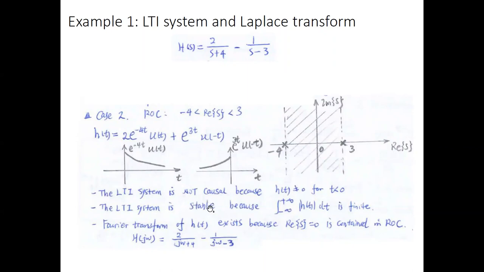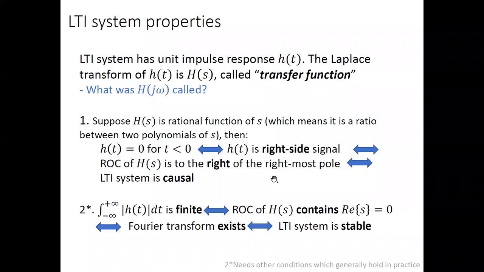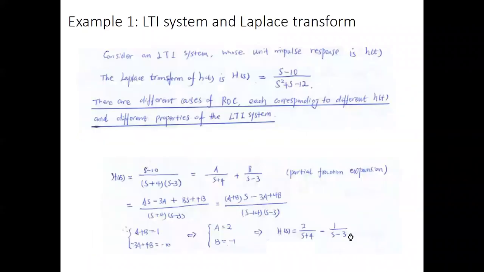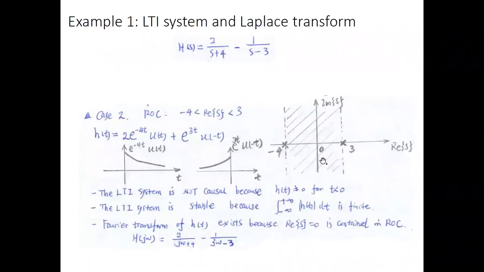And we can tell the causality and stability from the region of convergence. Again, let's recall this property we learned. When the ROC is to the right of the rightmost pole, then the system is causal. When the ROC contains the imaginary axis, the system is stable. Now let's see whether it holds for the Laplace transform in case two. First, the ROC is a stripe in between. It is not to the right of the rightmost pole, right? Because the rightmost pole is 3. It's not to the right of 3. So it's not causal.